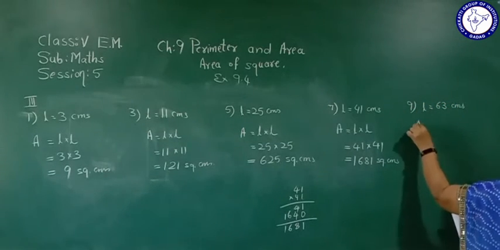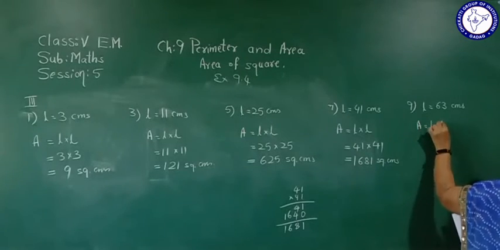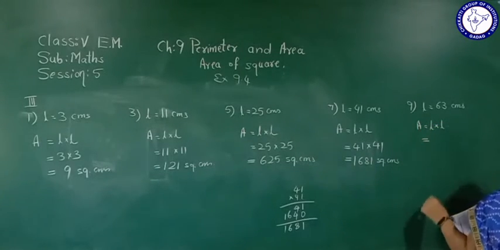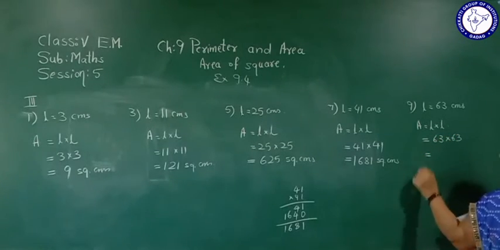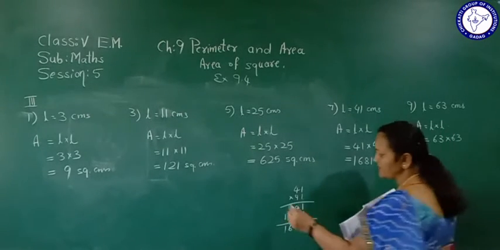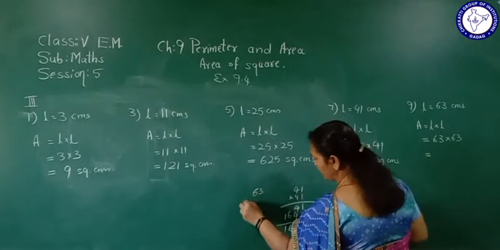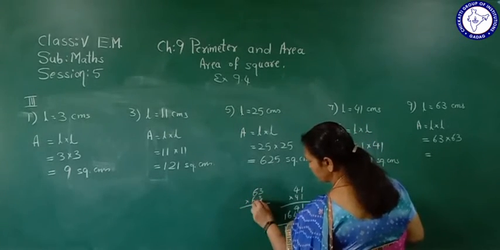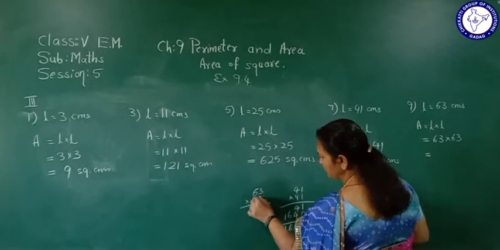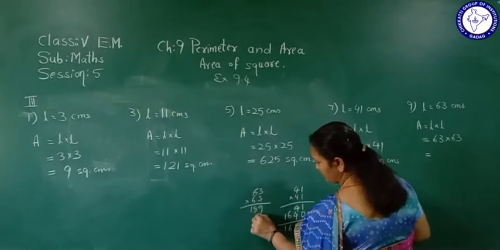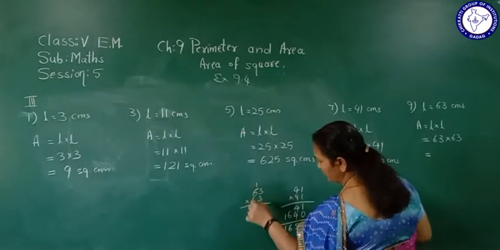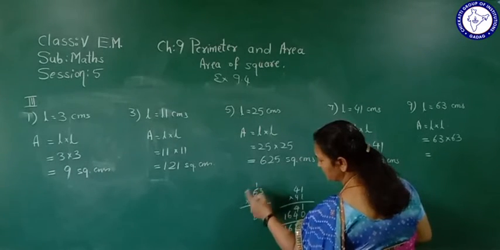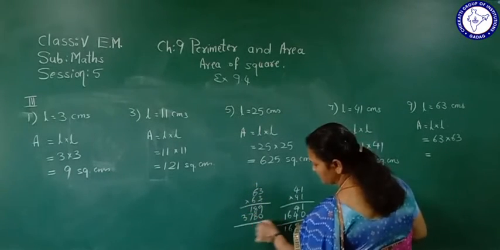So here area is L into L. Then L here is 63 into 63. Now 63 into 63, let me multiply. So here 3 threes are 9, 3 sixes are 18. Add 0 here, 6 threes are 18, carry 1. Now 6 sixes are 36 plus 1, it is 37.